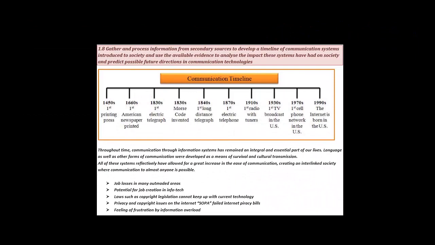Alright, so in dot point 1.8, we are asked to gather and process information from secondary sources to develop a timeline of communication systems introduced to society, and use the available evidence to analyze the impact of these systems on society, and predict possible future directions in communication technologies. Okay, so these are the communication systems that I ended up getting in a timeline. I didn't make this timeline. This is from a secondary source, and it's suitable for this dot point.